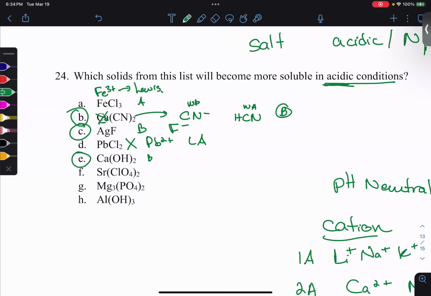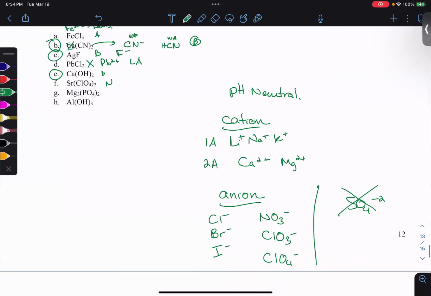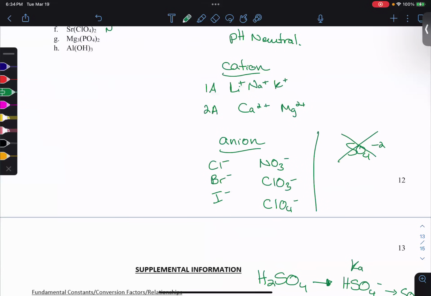It is neutral. Sorry, strontium is in group what? 2A. Chlorate, is that one of the 6 pH neutrals? Heck yeah, it is. Just memorize them. But you don't really need to memorize them. If you already know what the 6, 7 strong acids are, it's already there. You just have to know the conjugates of those are pH neutral, except sulfuric acid.